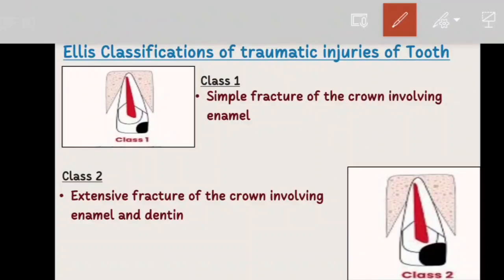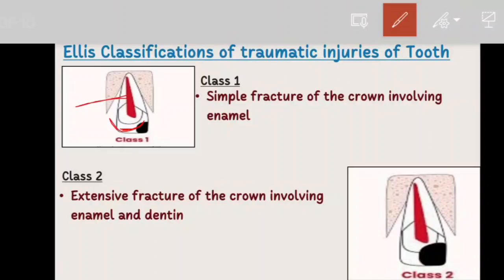So, class 1 is simple fracture of a crown involving enamel. So, in this diagram, you can see that only the thin layer of enamel is broken. The red central part, that is pulp, and yellow dentine are not involved. So key point for exam is there is no dentine exposure, no pulp involvement, usually painless.